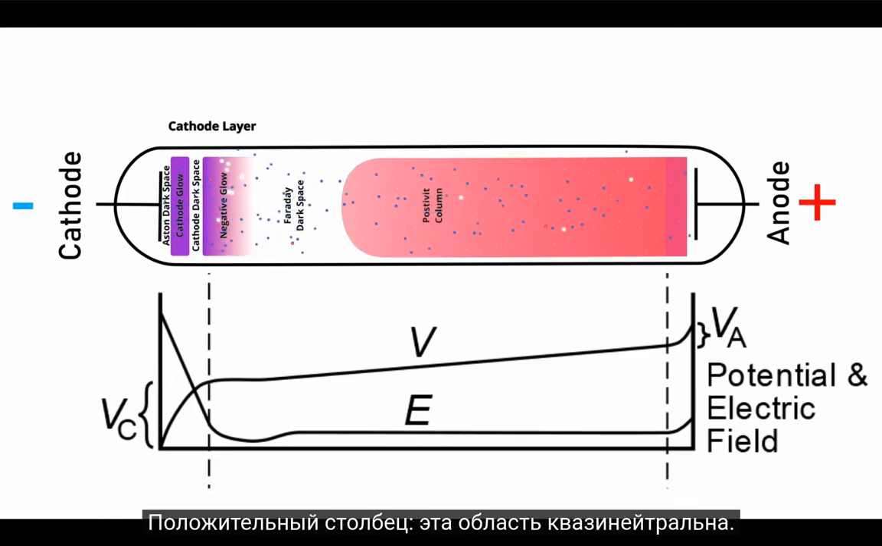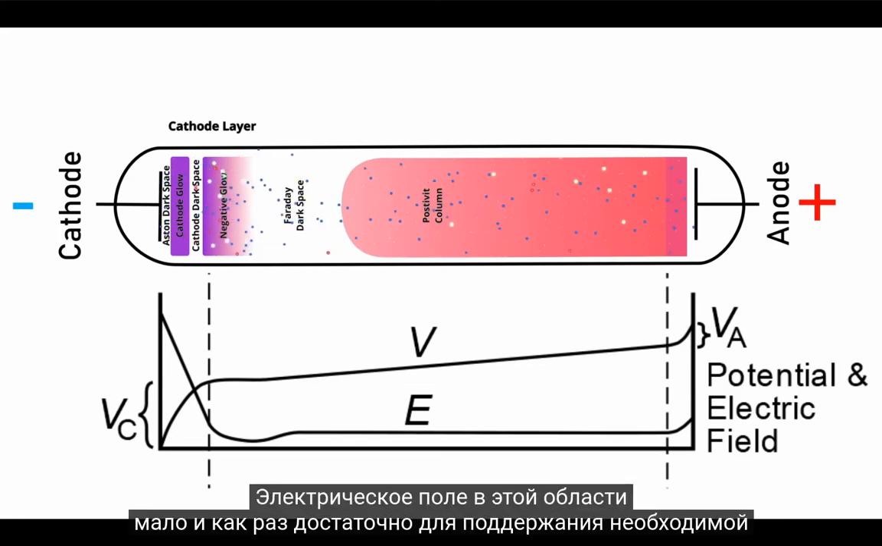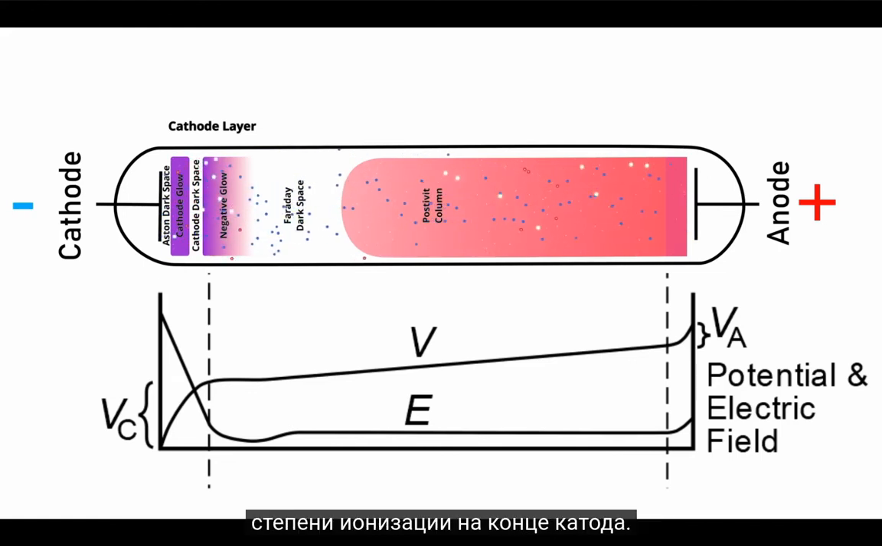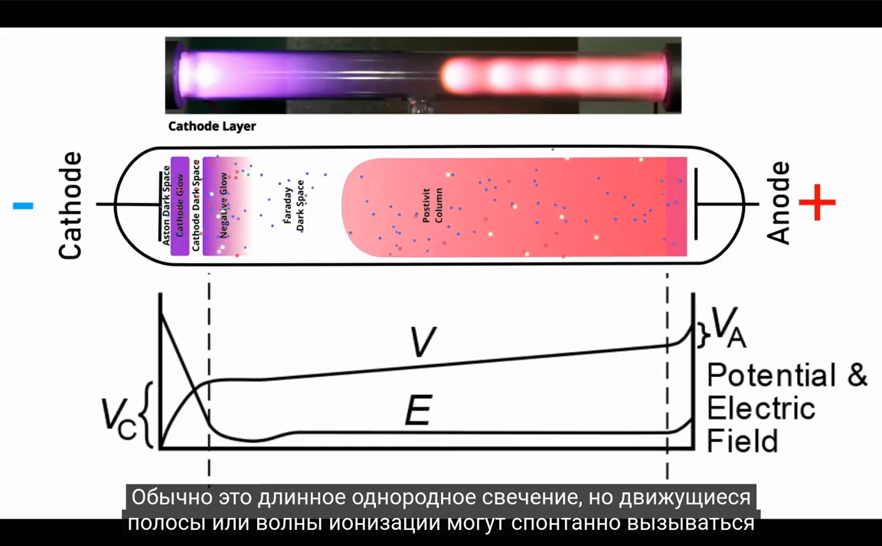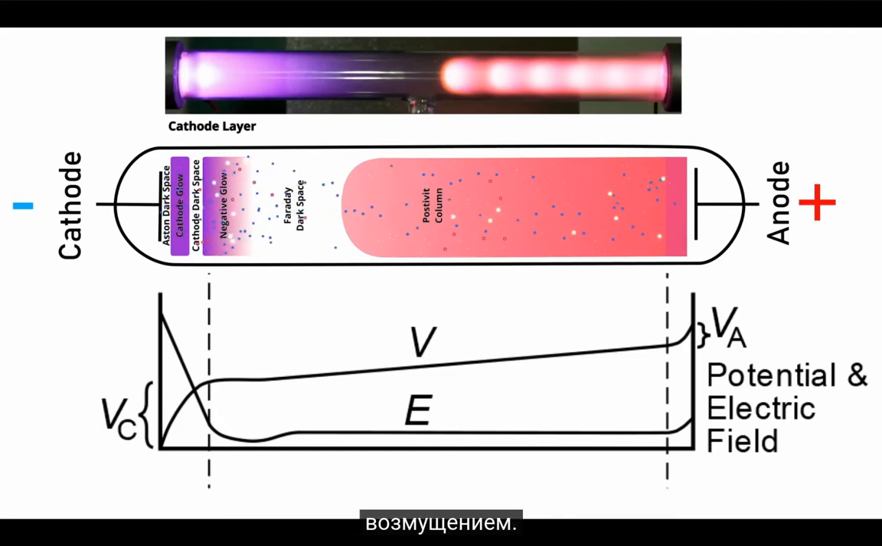The positive column. This region is quasi-neutral. The electric field is small in this region and is just enough to maintain the required degree of ionization at the cathode end. It is generally a long uniform glow, but moving striations or ionization waves can be triggered spontaneously by a disturbance.